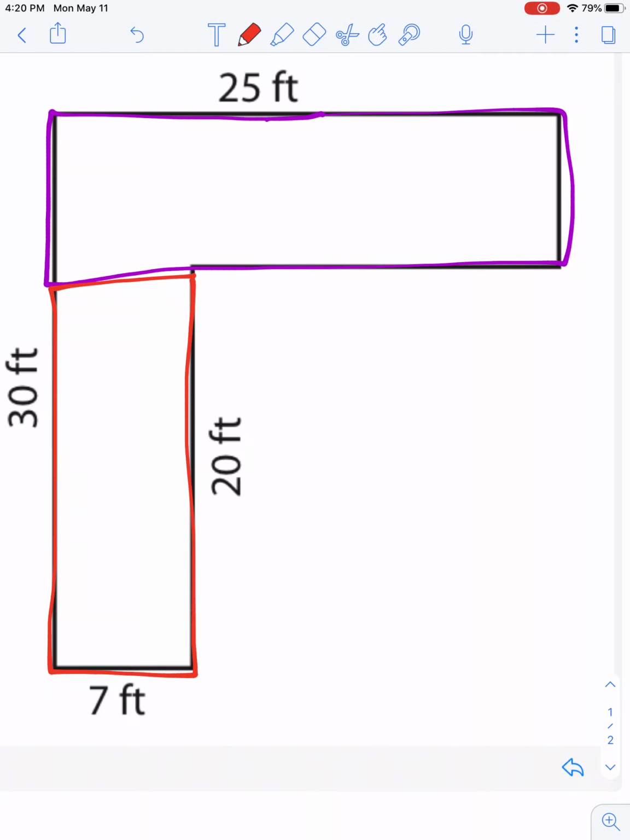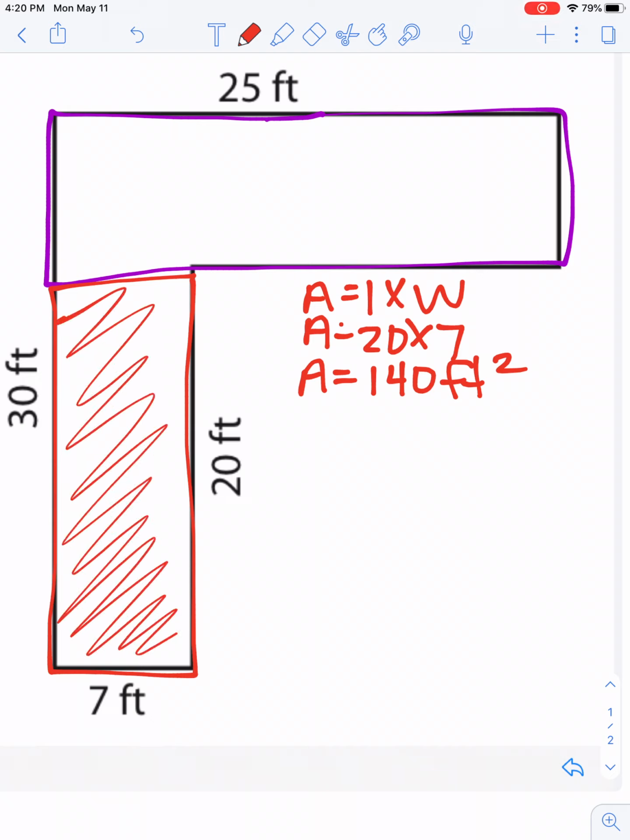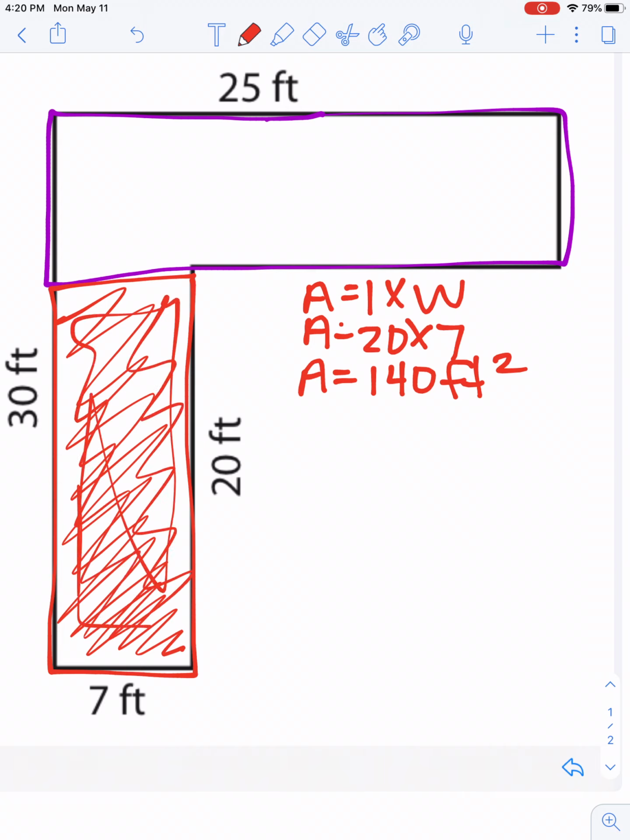I'm going to start with the red rectangle because I think that's going to be the easiest shape to start with. So we're going to multiply to find the area of that rectangle first, which is length times width. So the length is 20 times the width, which is 7. When we multiply 20 times 7, we get 140, and we're going to call that feet squared since we're talking about area. Okay, so that area takes up the space in that red rectangle that I'm coloring in right now.